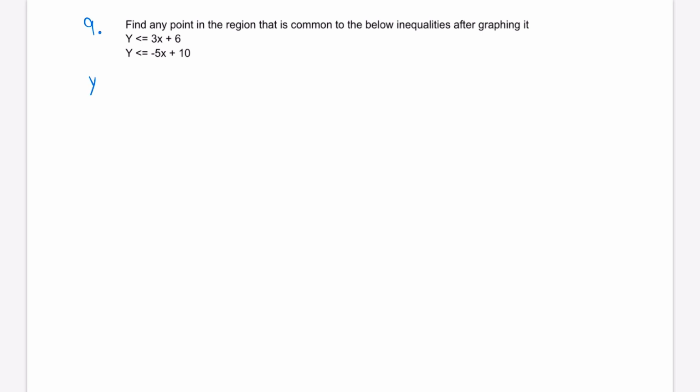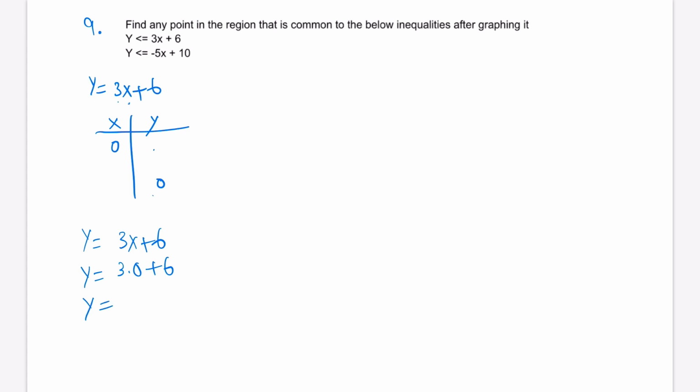So again, y is equal to 3x plus 6. This is what we have to sort out first, then we will worry about the inequality. My favorite points are x is 0 and y is 0. When x is 0, find y. When y is 0, find x. Y is 3x plus 6, so when x is 0, y is 3 times 0 plus 6. 3 times 0 is 0, plus 6 is 6. When x is 0, y is 6.